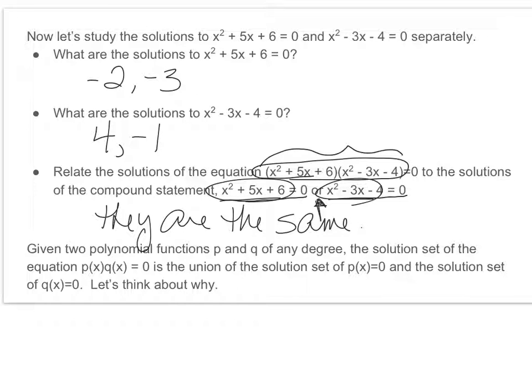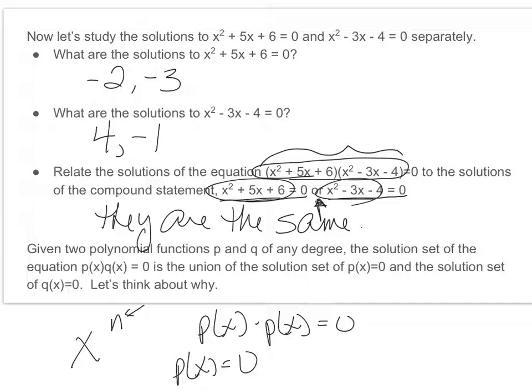Okay, given two polynomial functions p and q of any degree, and if you remember, this is the degree, the solution set of the equation p of x times q of x equals 0 is the union of the solution set of p of x equals 0 and the solution set of q of x equals 0. So p of x times q of x equals 0, we'll get our solutions there. It's really the union of p of x equals 0 and q of x equals 0.